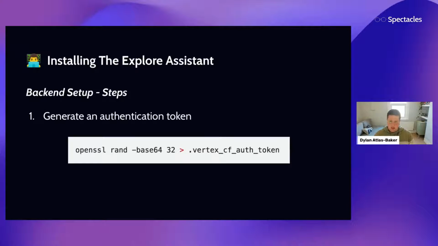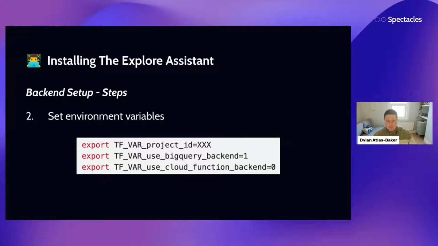First is generate an authentication token. This basically gets used in a variety of the different deployment steps to make sure that things can talk to each other and that they know who is talking to them. There is a command to run from OpenSSL. You basically copy and paste this from the docs and run it. That's step one.